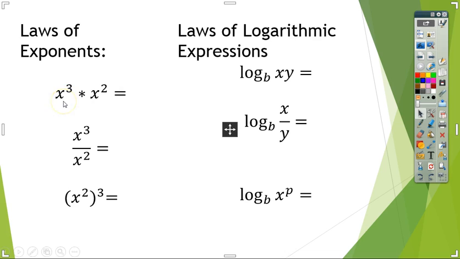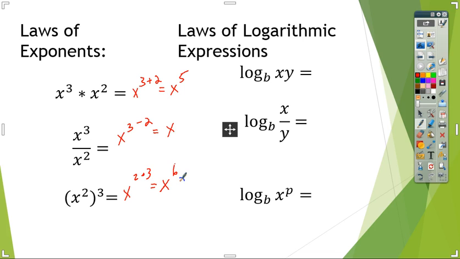You should be able to know at this point that if I take x cubed and multiply it by x squared, in your brain you're doing x to the 3 plus 2, which is x to the fifth. Likewise, when you did division, you should remember this is the same thing as x to the 3 minus 2, which is then equal to x. And then we had this one over here, where x squared raised to the third power was the same thing as x to the 2 times 3, which is x to the sixth power.